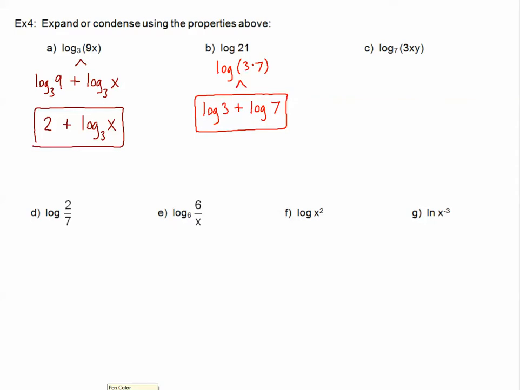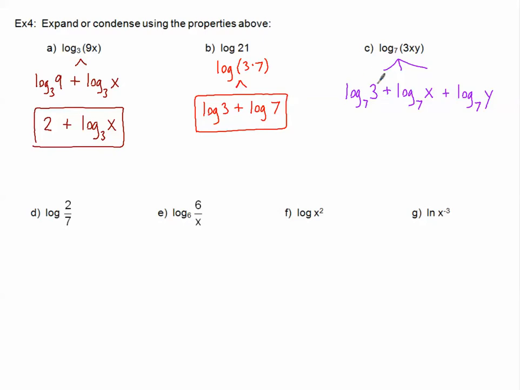Let's use our product property one more time here. In part C, we have the log base 7 of a product of three things, 3 times x times y. That's fine. We can use our product property and split it into three separate logarithms. The log base 7 of the first number, which would be 3, plus the log base 7 of the second number or factor, which would be x, plus the log base 7 of the last one, which would be y.